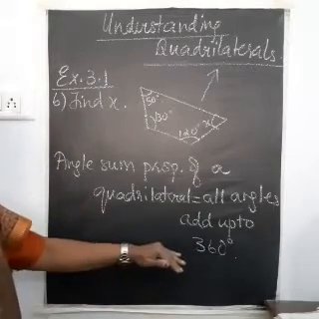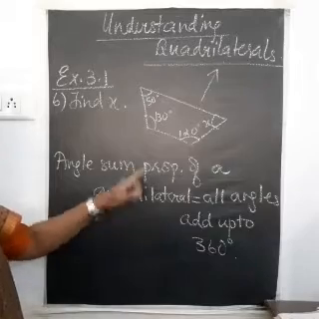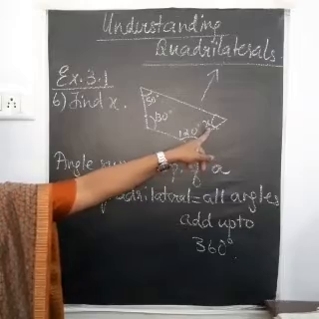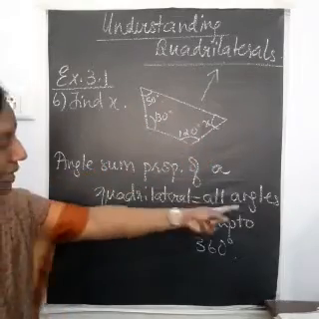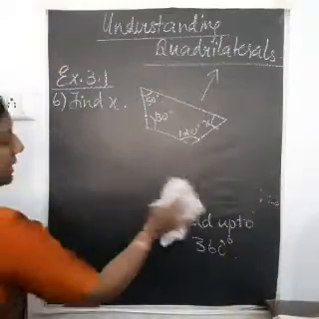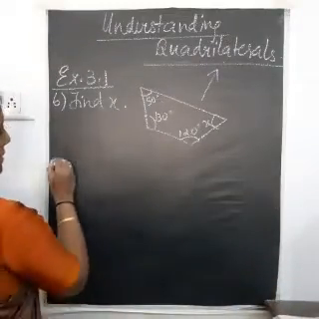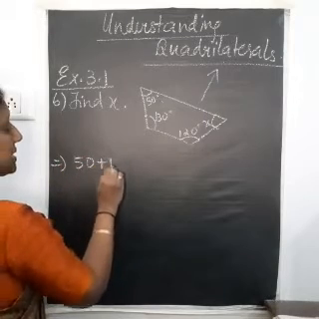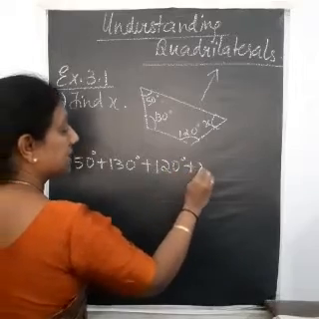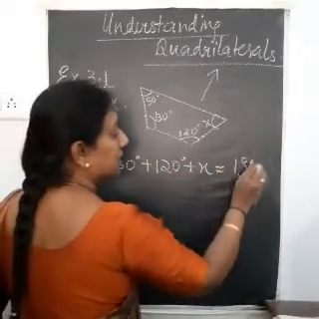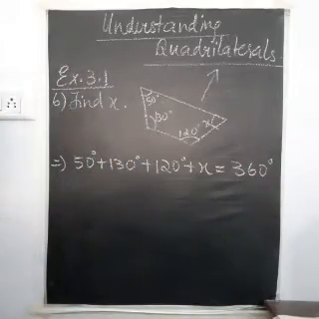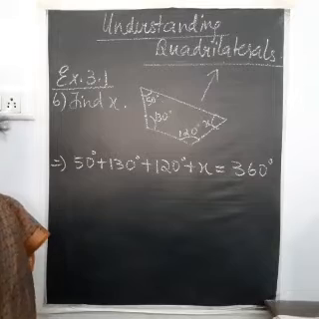Once you know this, let us apply this property to find x. 3 angles are given and the 4th angle needs to be found. All angles will add up to 360. So applying this property, 50 plus 130 plus 120 plus x is equal to 360 degrees. Did you understand? Yes or no?